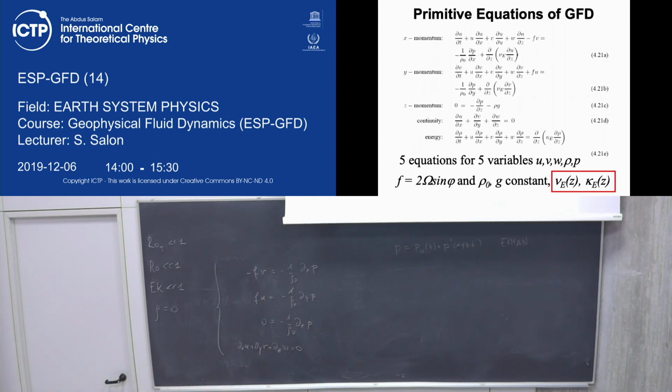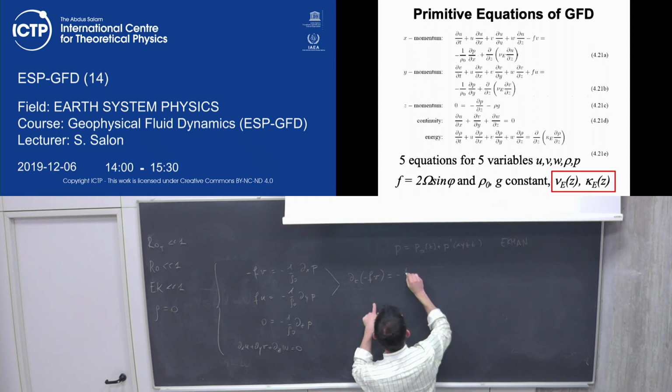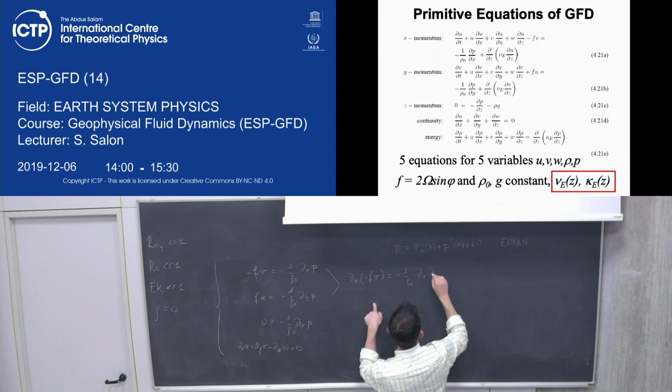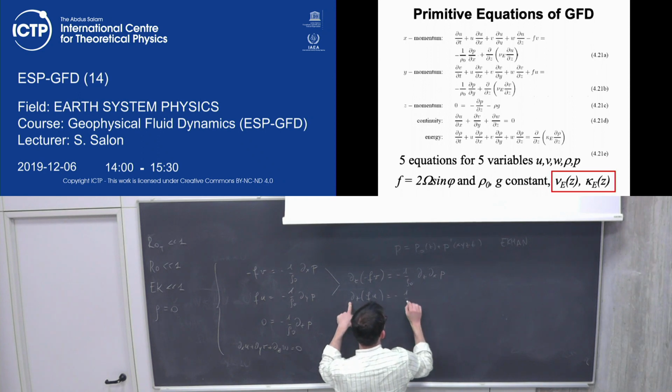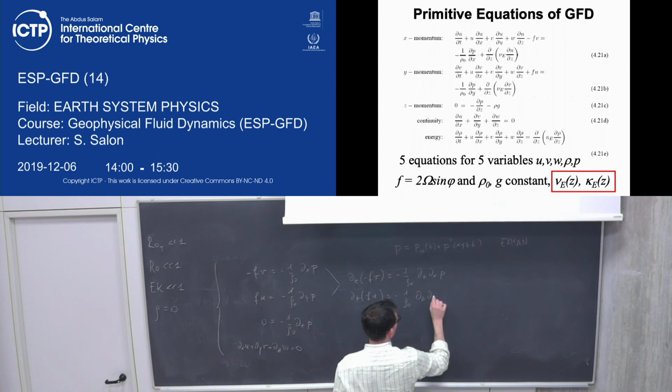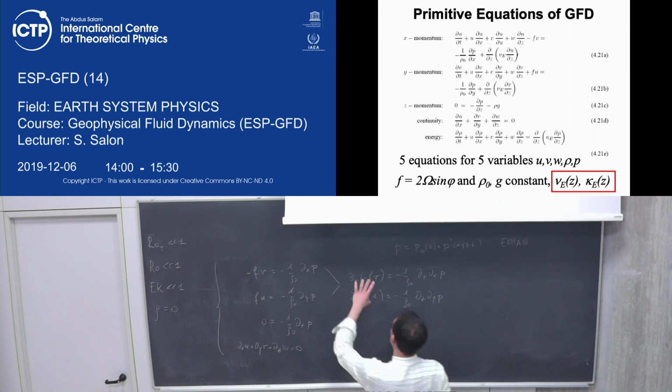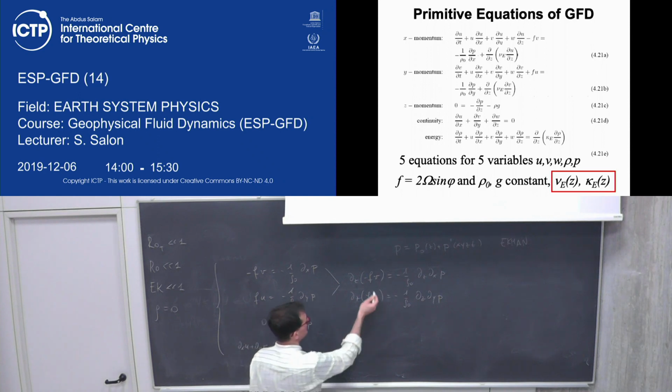Okay, so now we can try to make some considerations. If we consider the two horizontal equations and we calculate how they vary in the vertical: the z of minus fv equal to minus 1 over rho 0 the z d x p, then the z of fu equal to minus 1 over rho 0 the z d y p. Okay, f is constant, it doesn't change in z, so I can put it outside.